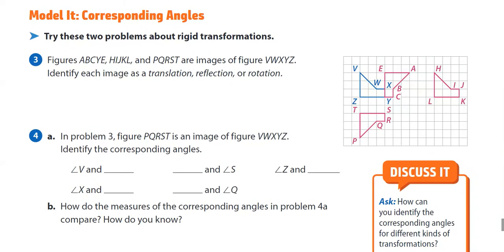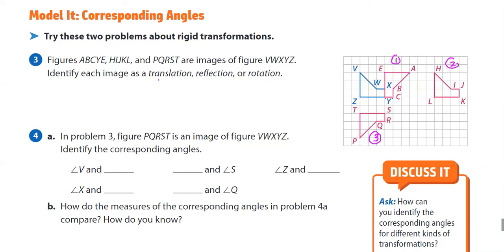Okay. Now, we've got some more rigid transformations over here. We've got now our original figure, this blue one, has 3 transformations that we're going to look at. So, figure ABCYE, that's the first image. HIJKL, that's the second image. And PQRST, that's the third image. So 3 images for this VWXYZ. Identify each as a translation, reflection, or rotation.